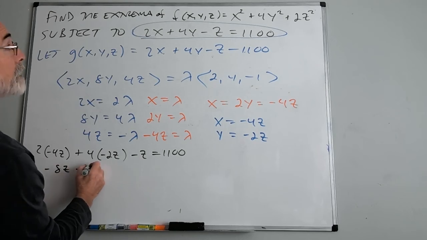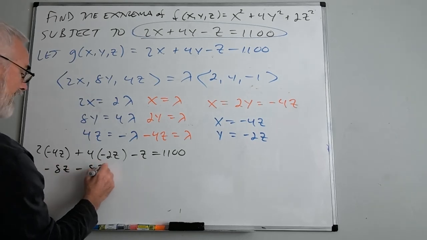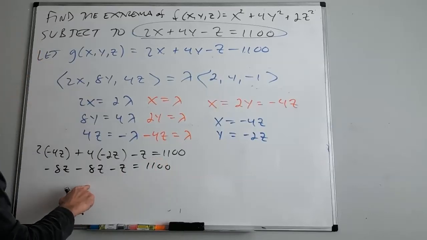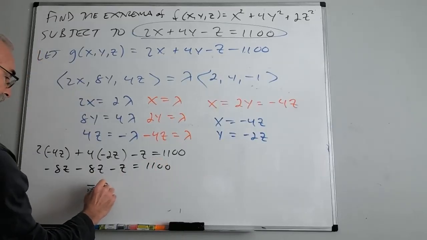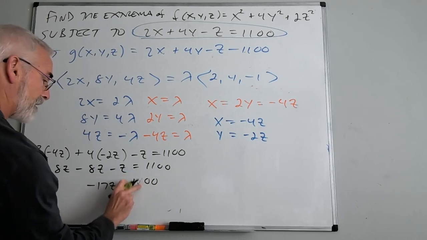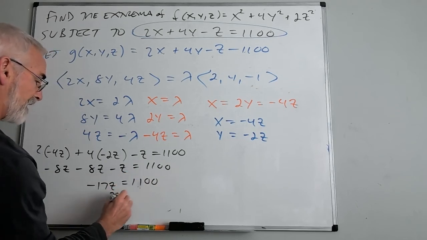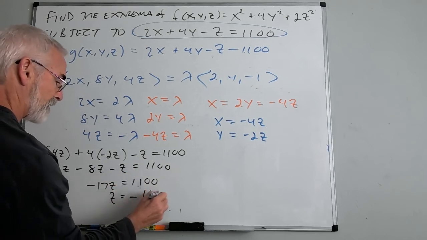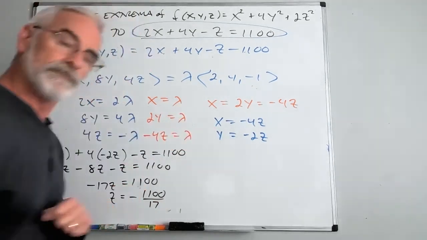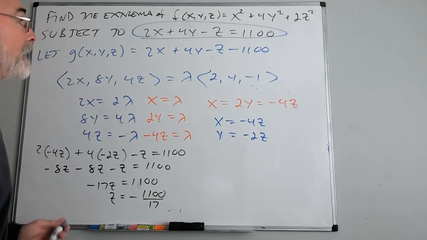That's negative 8z minus z is 1100. So that's negative 17z is 1100. Yikes. Oops, 1100. So z is negative 1100 over 17. Ugh. But I can now easily tell you what x and y are. That's the easy part.